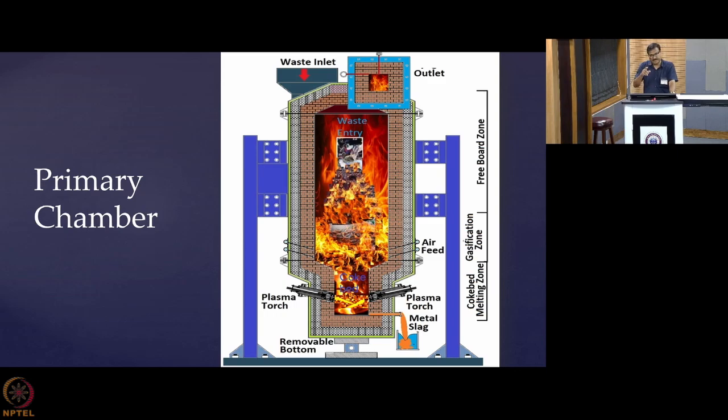Usually you use a primary chamber like this, where the torches are fitted at the bottom and the waste comes from the top, and in this zone, because of the limited availability of oxygen, gasification takes place and you get carbon monoxide and hydrogen generated. So this is the gasification zone. Then this is the freeboard zone, and later on you can process the gas which has been generated. You can simply incinerate it, or you can use it, as I told you, for methanol, for hydrogen production, for syngas production, for electricity generation, or only for steam. So these are different applications of thermal plasma in the waste processing sector.